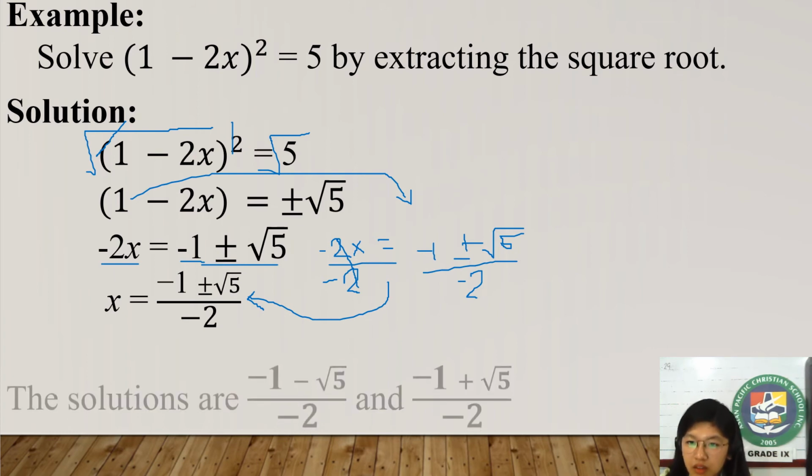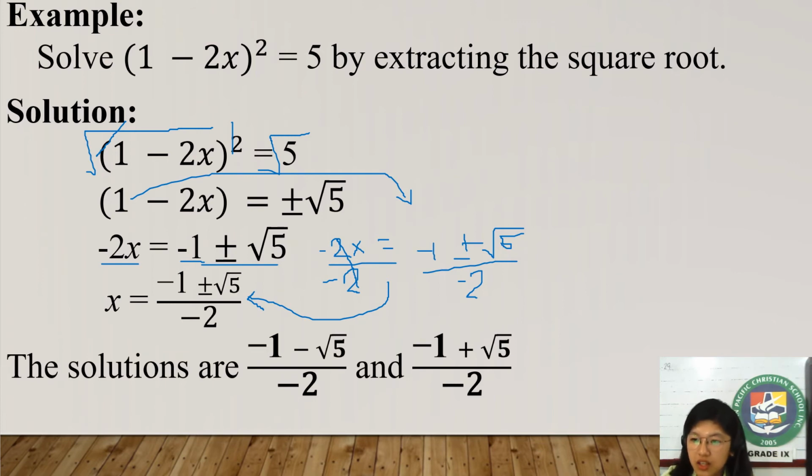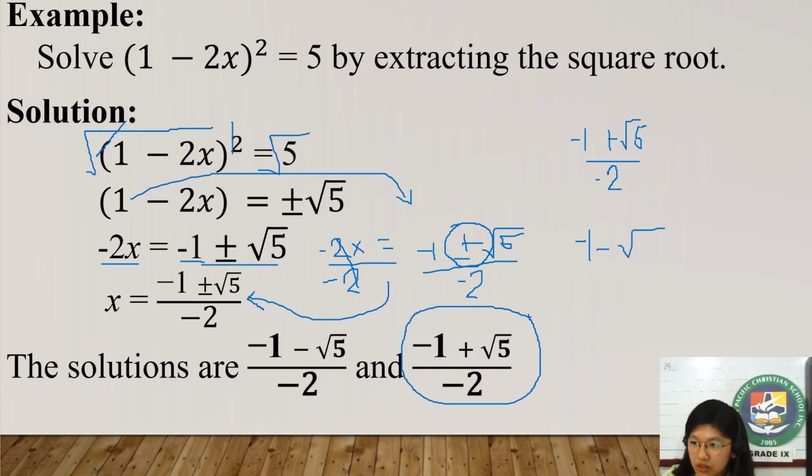And then, hihiwalay natin sila. So, we have yung una muna, di ba? Positive and negative ito. So, unahin natin yung positive. We have negative 1 plus square root of 5 over negative 2. Kaya, ito yan. And next, yung negative naman, negative 1 minus square root of 5 over negative 2. Ito yan.